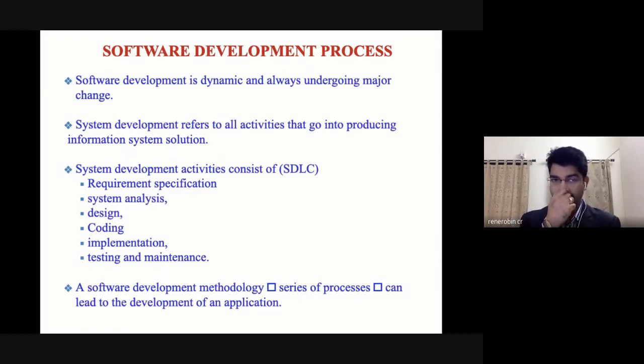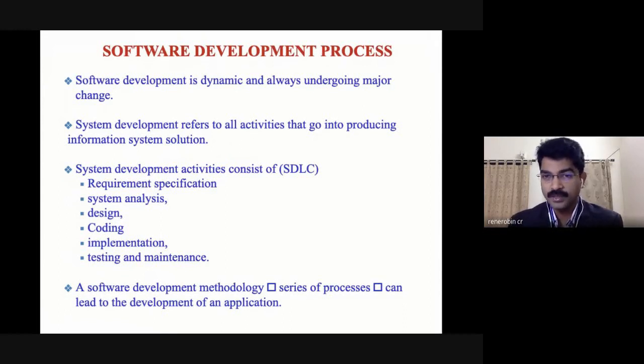It provides some information. When you look at the software development life cycle, we have 7 phases. It starts with requirement specification, system analysis, design, coding, implementation, testing, and maintenance. Okay, we are dealing here with the second and third, analysis and design. So basically, a software development methodology consists of a series of processes, and it leads to the development of an application.